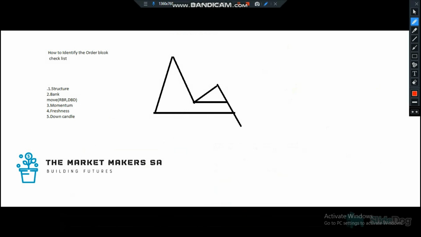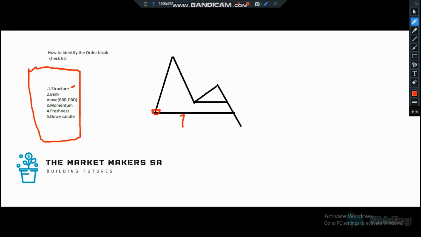So how do you identify an order block? It's very simple. This is our order block checklist. So it starts with the structure. What structure means, basically, is it starts with a structure breaker, a change of character, more or less. The moment price comes out and breaks that change of character, breaks that previous structure, creating the change of character, the market is changing direction. So the first thing we look for is a change of character.